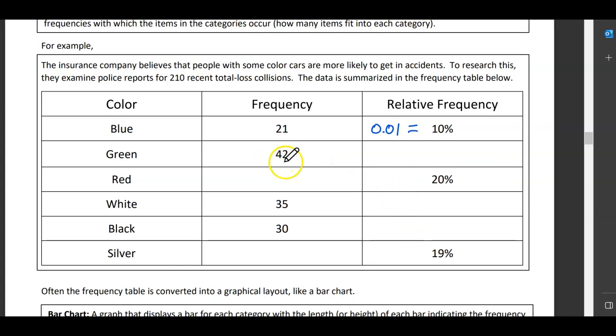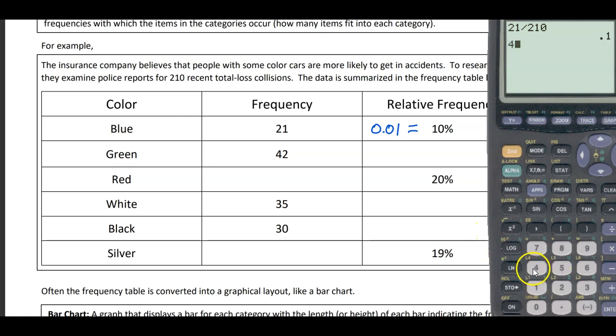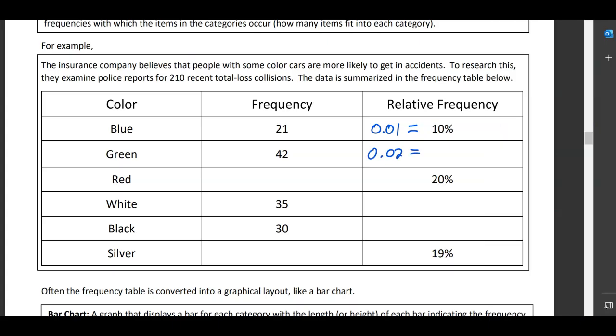So 42, well, that's twice as much as 21. So we expect 20%, but again, you work it out. 42 divided by the total, 0.2, which is 20%. So 35, 30, etc., you're just dividing by the total and simplifying. So this is how you work out the relative frequencies. You take the frequency count and you divide by the total in the count.